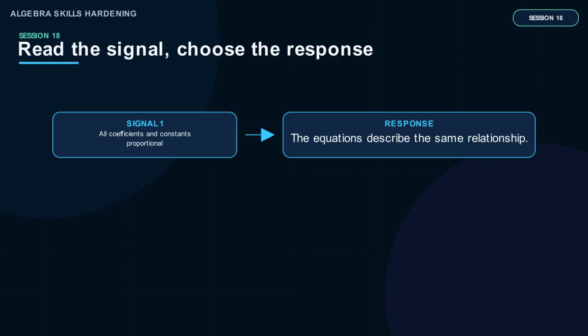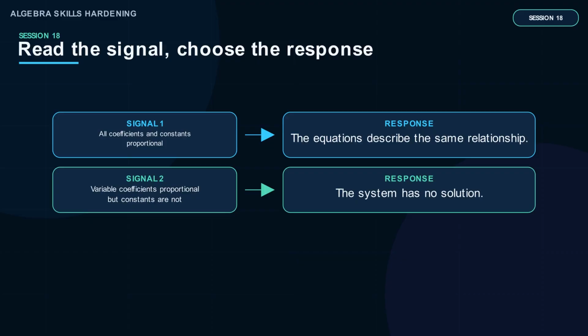Signal 1 is all coefficients and constants proportional. Respond by remembering: the equations describe the same relationship. Name the response before calculating. Signal 2 is variable coefficients proportional, but constants are not. In that case, the system has no solution. The form tells you which tool fits.